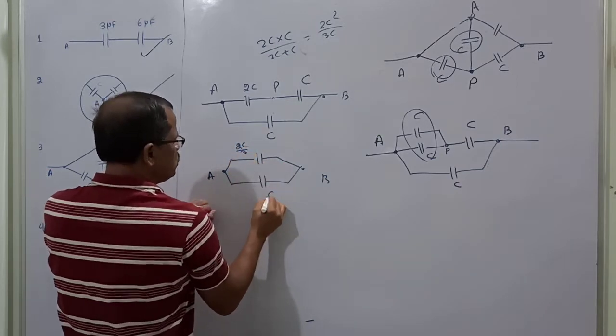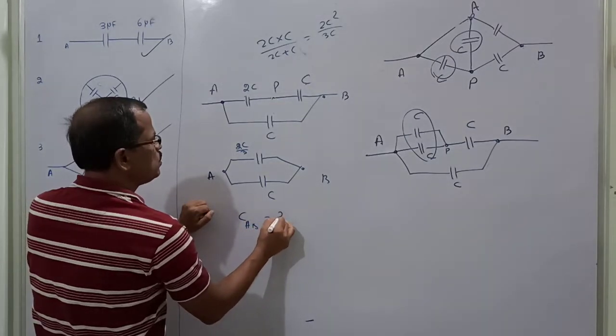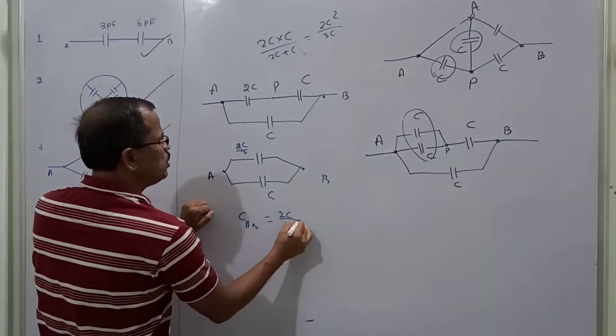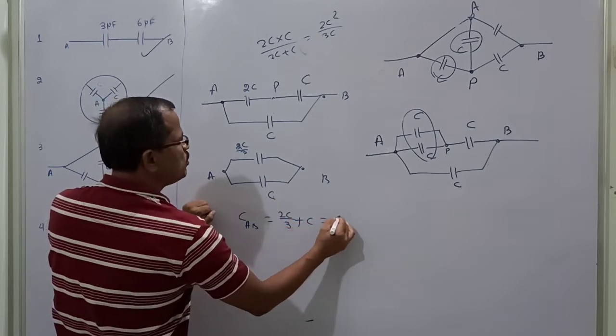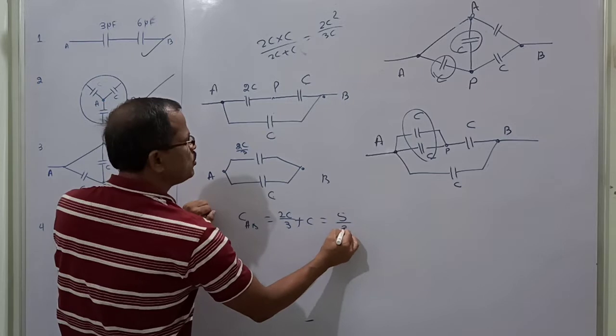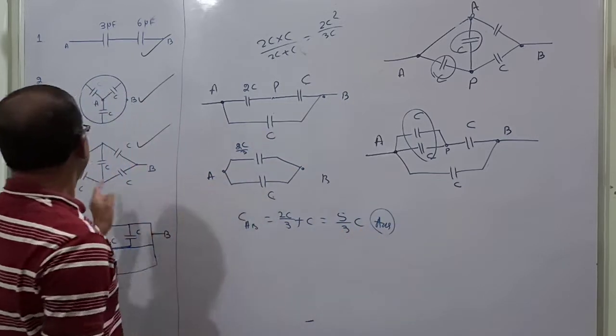And this is equal to C. Again they are parallel. So the net capacitance between A and B is 2C by 3 plus C in parallel. Taking 3 as the LCM, it will be 5 by 3 C. That is the answer to question number 3.